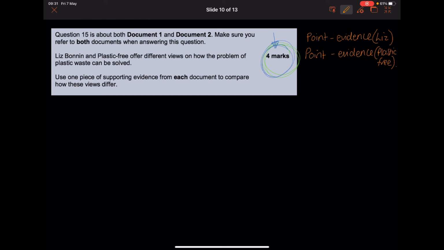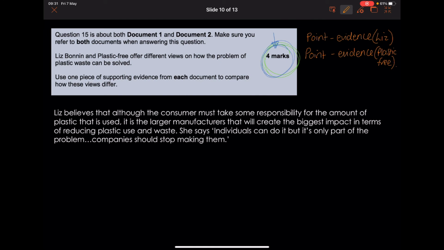Okay, let's start. So if you've had a go, let's see what I've written down and see if you've got something similar. So the first thing I've put down is, Liz believes that although the consumer must take some responsibility for the amount of plastic that is used, it is the larger manufacturers that will create the biggest impact in terms of reducing plastic use and waste. So yes, she does say that we should be responsible, but she also says that it's actually the biggest impact is going to come from those big manufacturers. She says individuals can do it, but it's only part of the problem. Companies should stop making them.